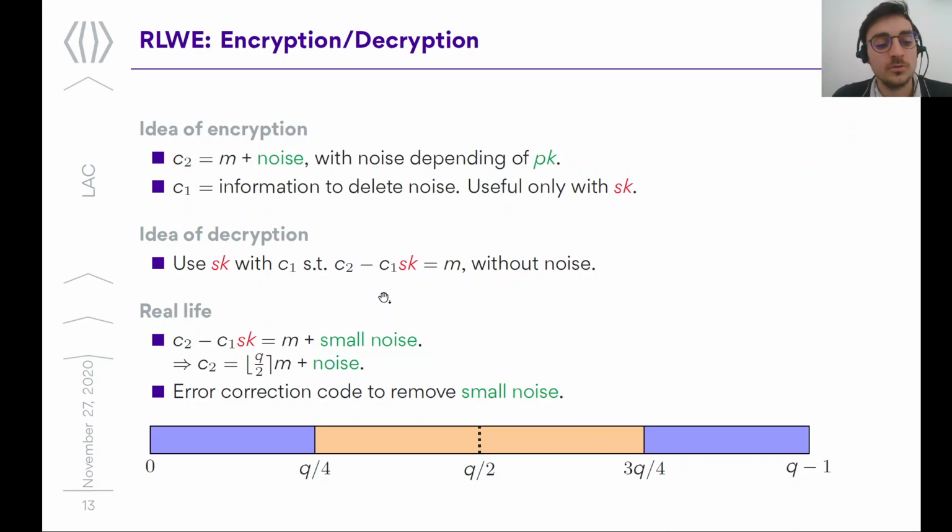The LAC algorithm uses an error correction code to remove the small noise, to remove more noise.